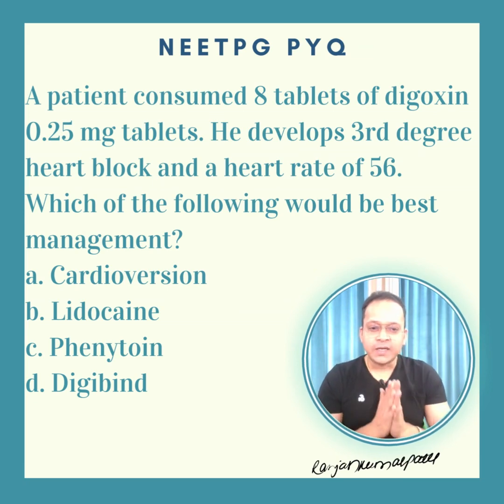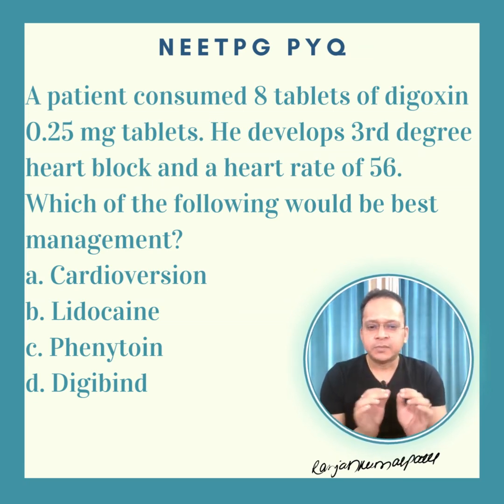A patient consumed 8 tablets of digoxin, 0.25 milligram each. He develops third degree heart block with a heart rate of 56. Which of the following would be best for management? Look at the options. Option A, cardioversion. B, lidocaine. C, phenytoin. D, digibind.